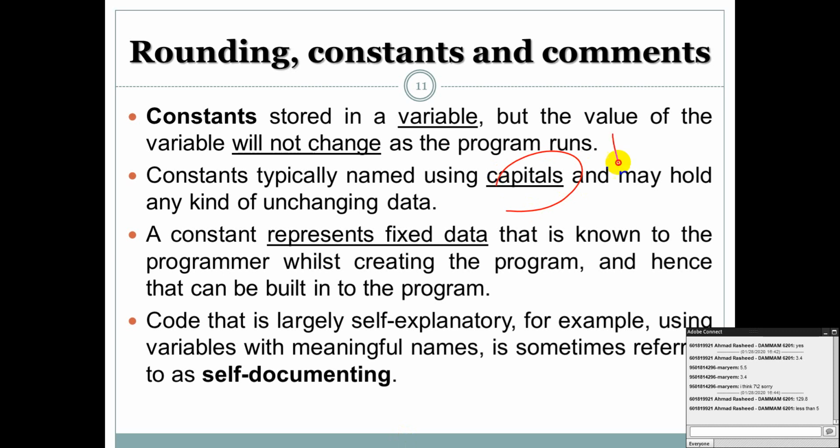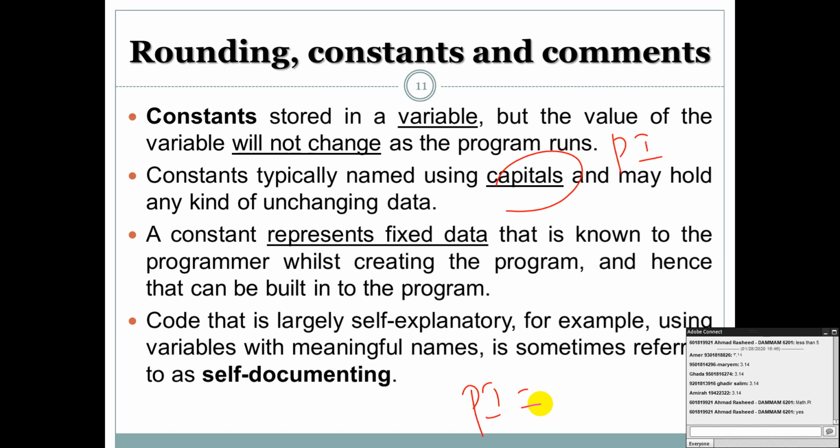Like for example, pi. You know the pi value? What is the pi value? 3.14159, and this is a constant value, right? So pi is a fixed value or a constant value.